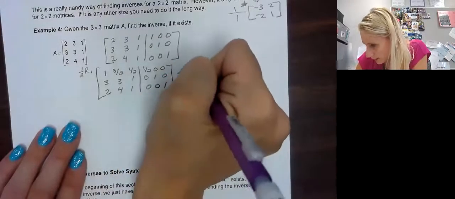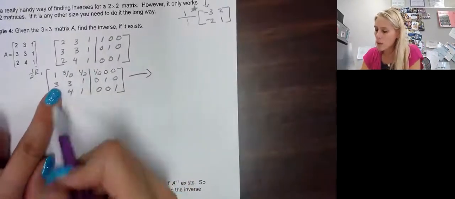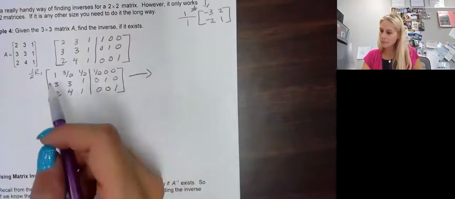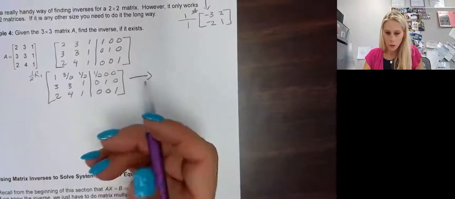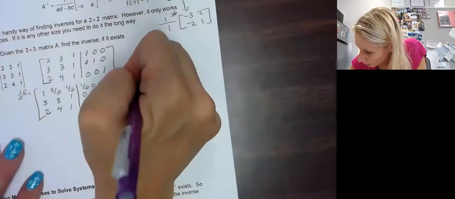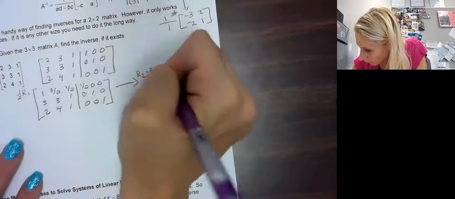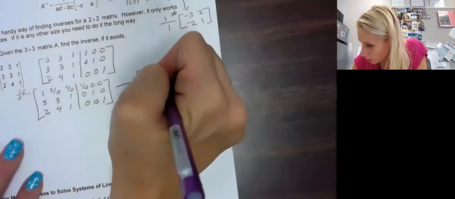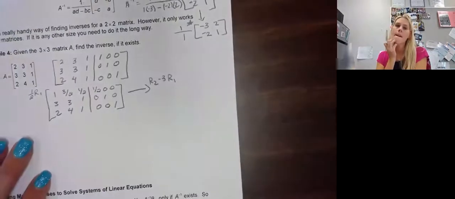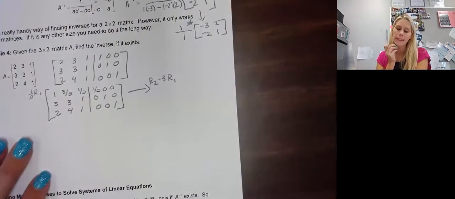All right, what are we going to do next in the next one here? So I want to make this 0, right? So looks like I am going to take row 2 and subtract it from 3 of row 1. Okay? Sorry, guys. All right.